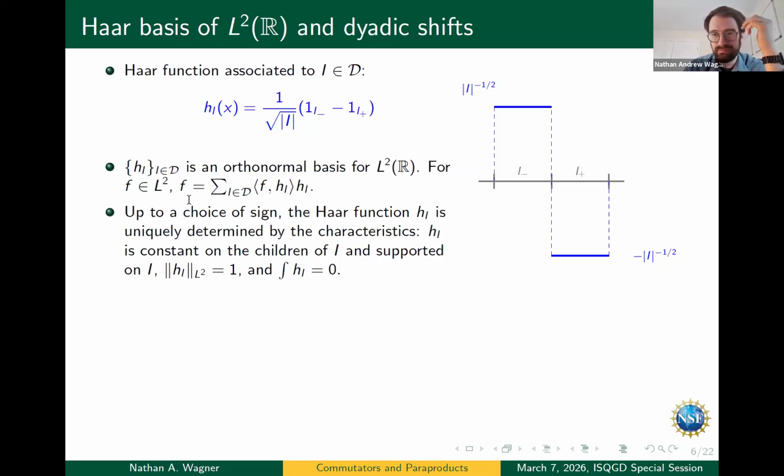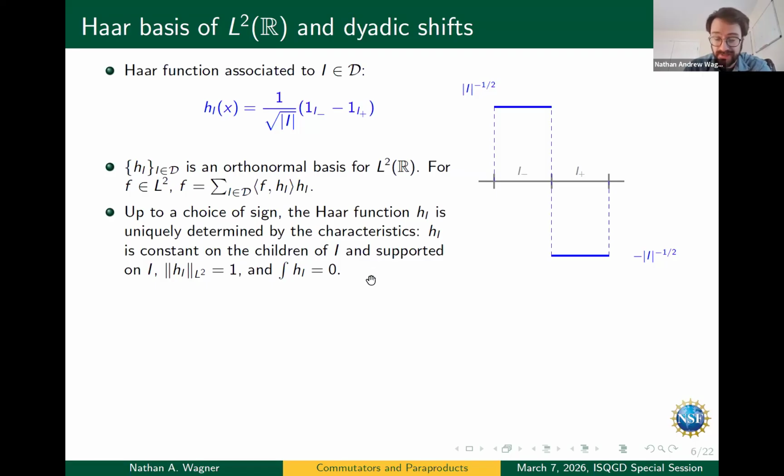And because of that, we can write f in terms of its orthonormal basis decomposition. And the Haar function is basically the indicator function on the left child of the interval minus the indicator function on the right child of the interval, with an L2 normalizing constant out front. And actually, up to a choice of sign, this is the unique function that is constant on the children of I, supported on I, has L2 norm 1, and mean value 0.